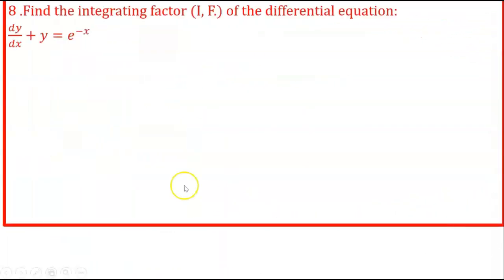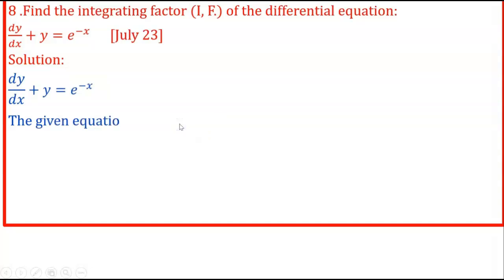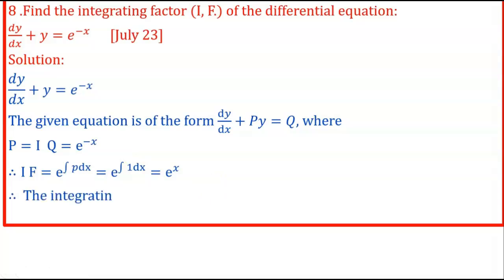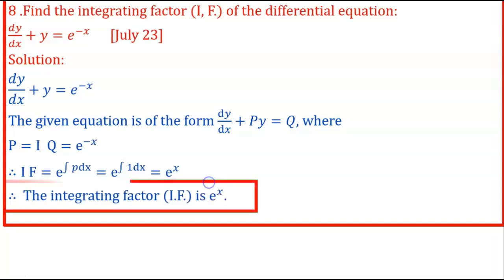Now next, find the integrating factor IF of the given differential equation dy by dx plus y is equal to e raised to minus x. It's very easy. Again it is of the form dy by dx plus Py is equal to Q. Here the value of P is 1, Q is e raised to minus x. Therefore IF is equal to e raised to integral P dx, e raised to integral 1 dx. Integral of 1 dx is x. That is, IF is e raised to x. This is the answer.